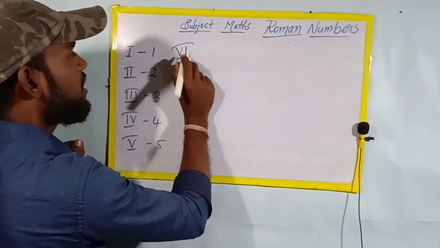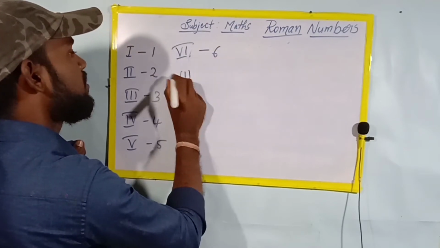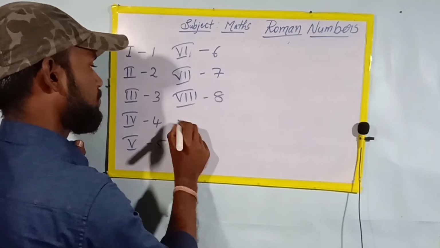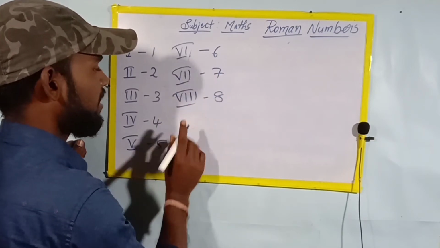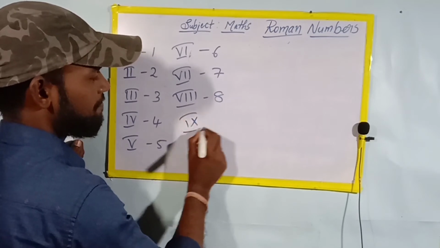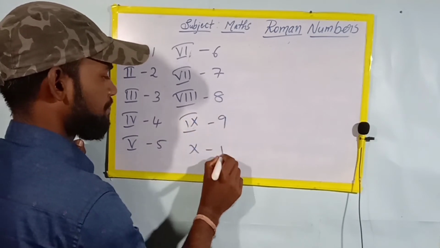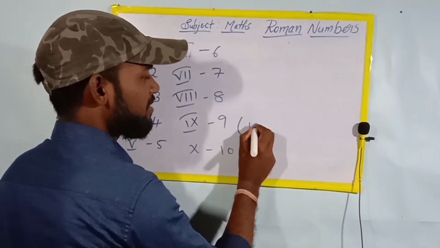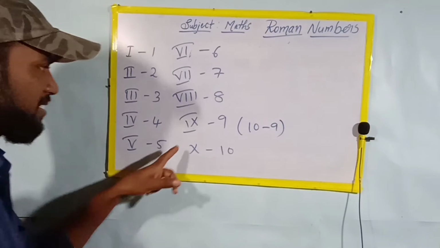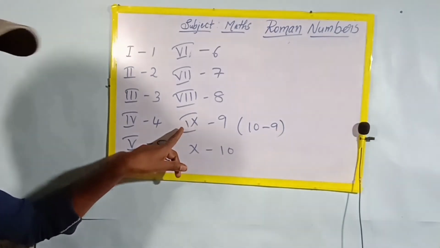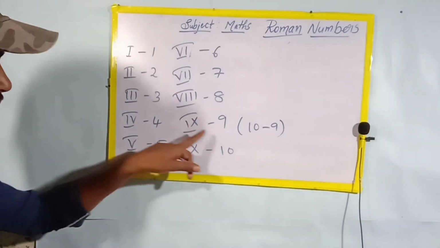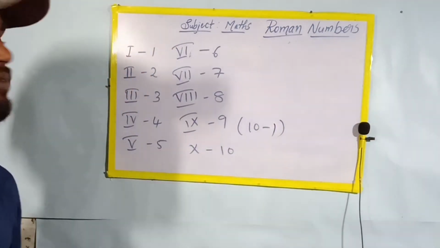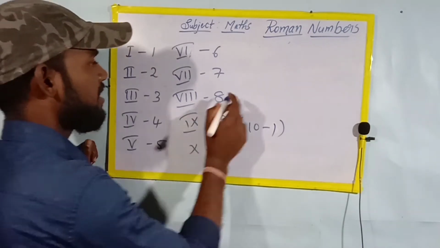This is 6. 7. 8. After 8, 9. See here, 9. 10. Now how am I writing 9? That is 10 minus 1. See here, this is 10. I am putting a small value before the bigger value. That's the reason for minus. 10 minus 1. What is the answer? 9.